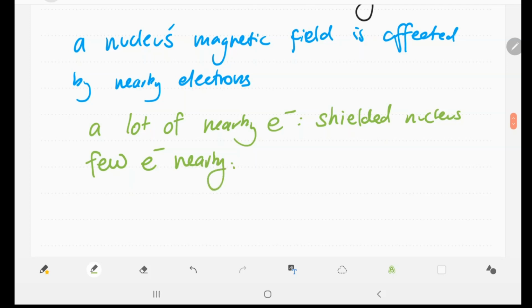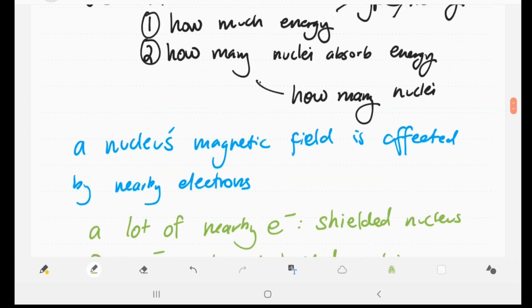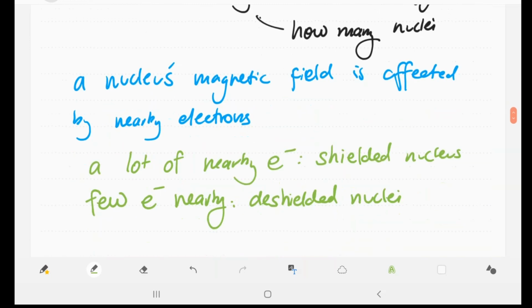If you only have a few nearby, you are called a de-shielded nucleus. So you are now more exposed to it, and so you're more likely to absorb the energy. And so just by looking at how much energy is absorbed at what level, that tells us about the nearby electronic environment for your nucleus in question. And so we're going to see here that all of these factors are going to come into play.